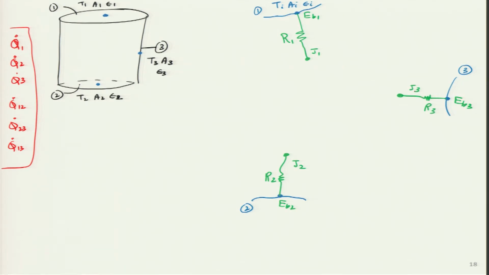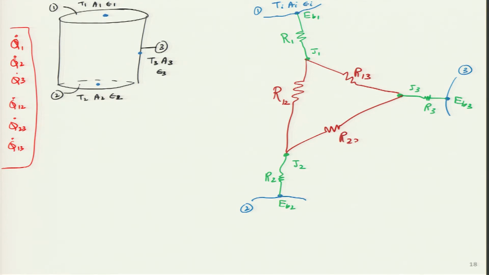Because now these three radiosities will play with one another through the space resistance. They will interact with one another through the space resistance. So, what will this resistance be called? Because it is between surface 1 and 2, R12, R13, R23. How will the current flow in this particular case?